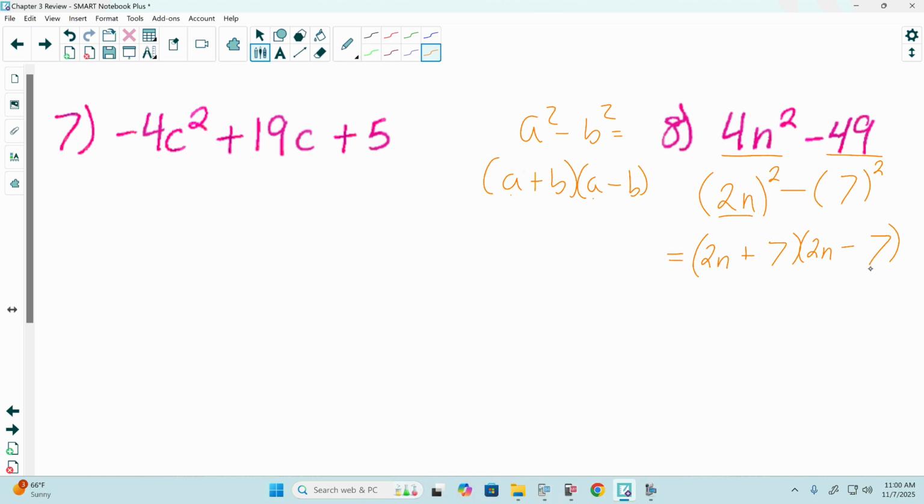A, this is going to be the number going first. What times itself is a? Now, a is not going to be 4n squared. A is the 2n, because 2n squared gives us that 4n squared. A is 2n, b is 7. So we get 2n plus 7 times 2n minus 7. Questions on this here?